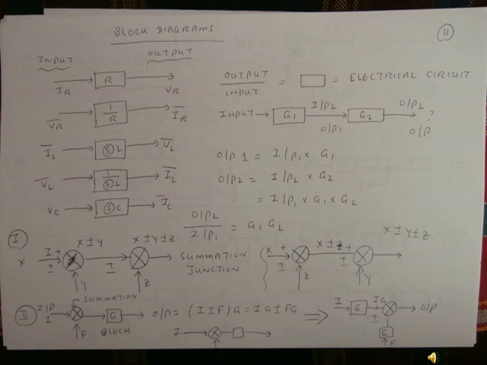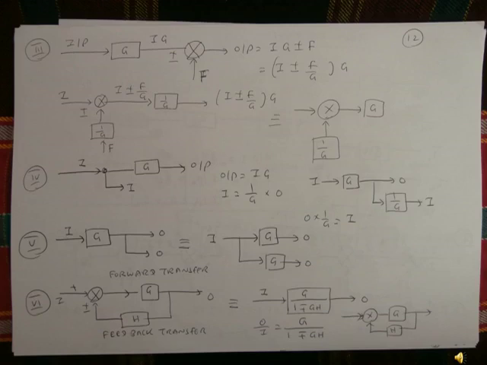We can also represent the diagram so that the input is inserted into G, so the output will be IG. This IG and the F point are the plus or minus function, so the final output will be IG plus or minus FG, or I plus or minus F divided by G, multiplying G.